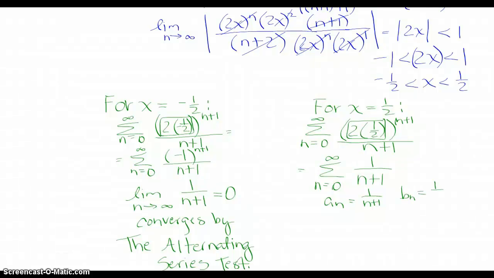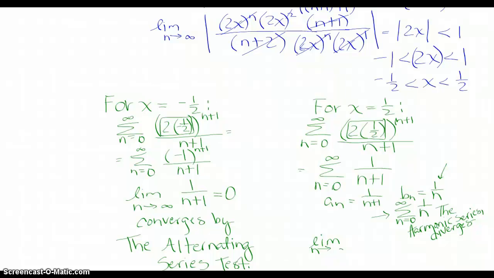B sub n, we'll use the harmonic series. We need to show we recognize this is the harmonic series. Notice when I recognize it's the harmonic series, I actually write it as a series. I don't just do that with the b sub n term. So this is the harmonic series, which we all know diverges, so we just get to say that. We're going to plug this into the limit and run the limit comparison test.